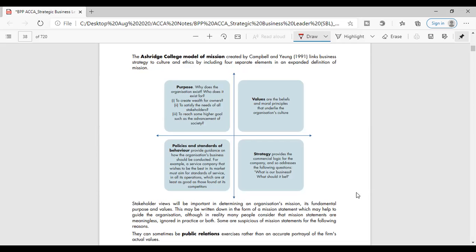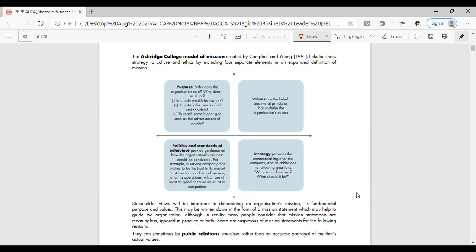If the purpose is defined for, say, an NGO or a health related organization like a hospital, they will say something like, to eliminate infectious disease from the world. If you read the mission statement of something like Red Cross.